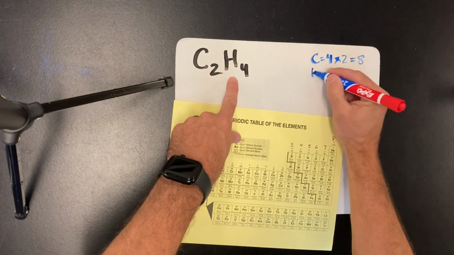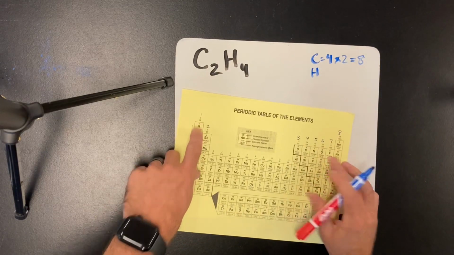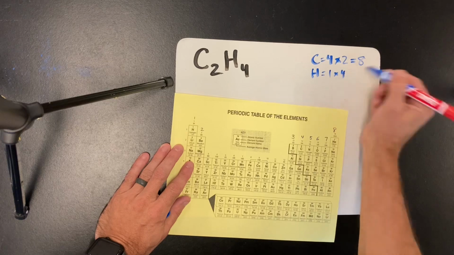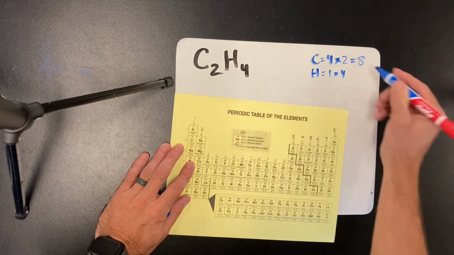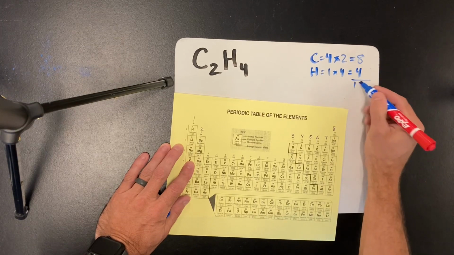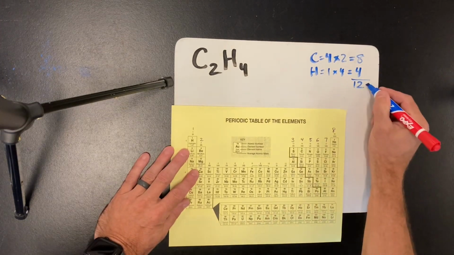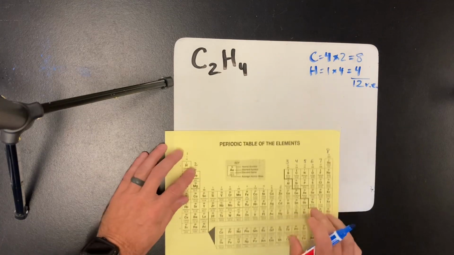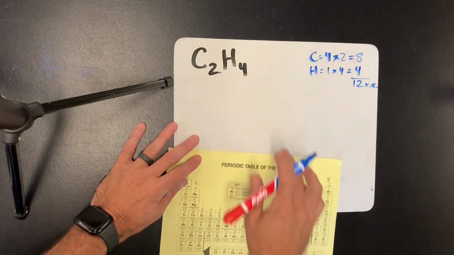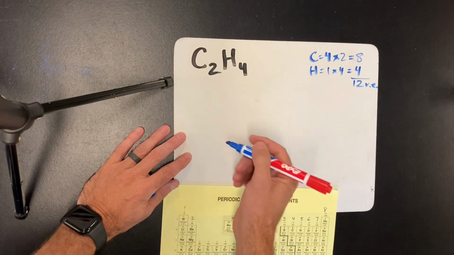Hydrogen has 1 because it's in group 1, and there are 4 hydrogen atoms in this compound. So that gives us 4 valence electrons for hydrogen, and a total of 12 valence electrons. All right, and now we can go ahead and draw our basics, and see if we need to change anything.